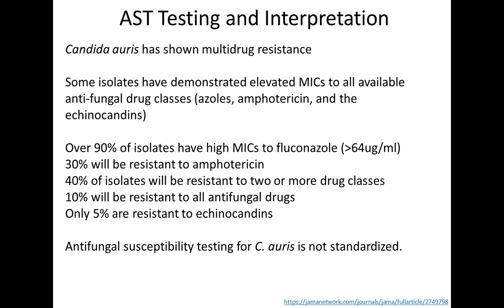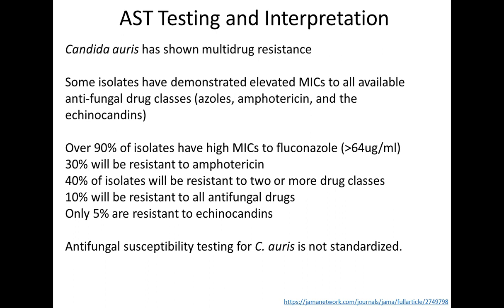So breaking out the isolates, over 90% of the isolates have high MICs to fluconazole. So you can generally think of Candida auris as being resistant to fluconazole. Thus, fluconazole treatment without knowing the identification can lead to dangerous situations with Candida auris infections. 30% will be resistant to amphotericin.